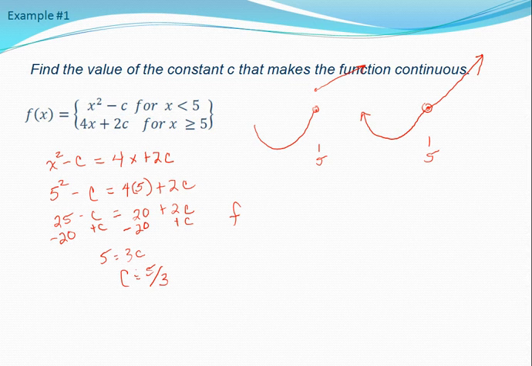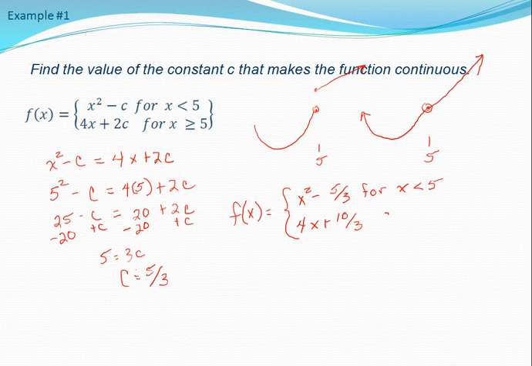So my equation is x squared minus 5/3 for all values of x that are less than 5, and 4x plus 2 times 5/3, which is 10/3, for all values of x that are greater than or equal to 5. And we've made our function continuous so that it would graph in this manner.